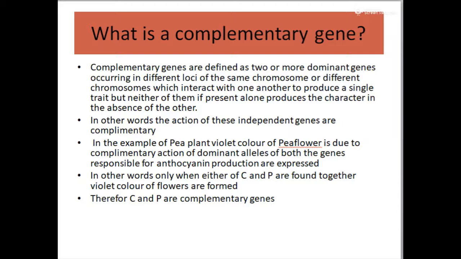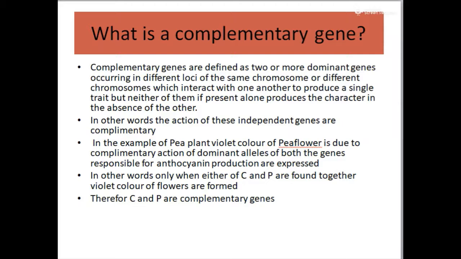If either one of them is absent, what happens? The character is absent. Either of these two interacting genes should be in the dominant form. If they are not found in the dominant form, the effect will not result. So the violet color will come only if C and P are both in capital letters, or dominant forms. In other words, the action of these independent genes is considered complementary.